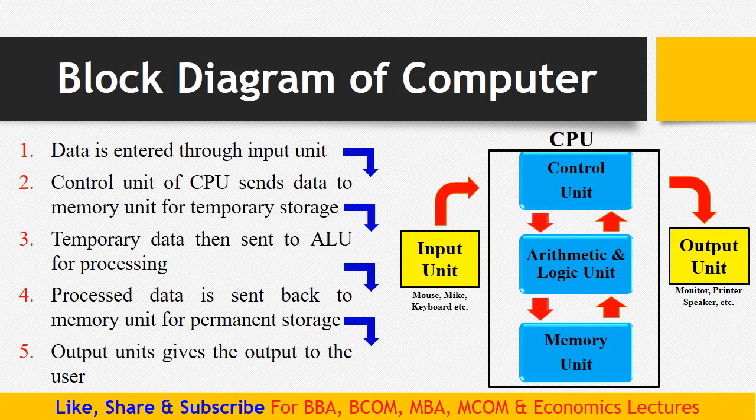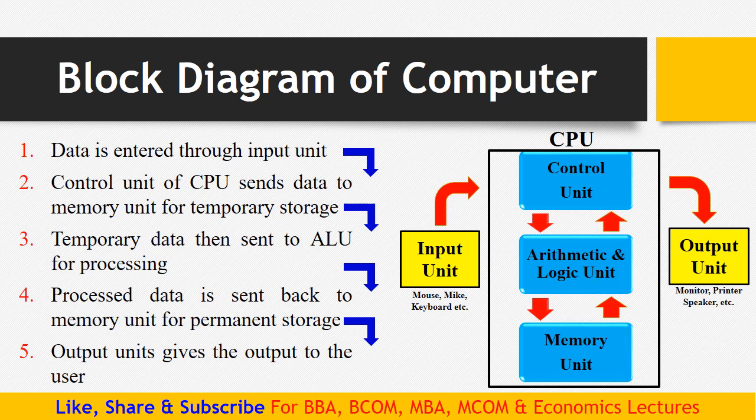Computer has three main components, or we call it units. These are the input unit, the central processing unit, that is CPU, and the output unit. This block diagram shows how the computer works. The data is entered through the input unit with the help of input devices. The control unit of the CPU sends this data to the memory unit for temporary storage.